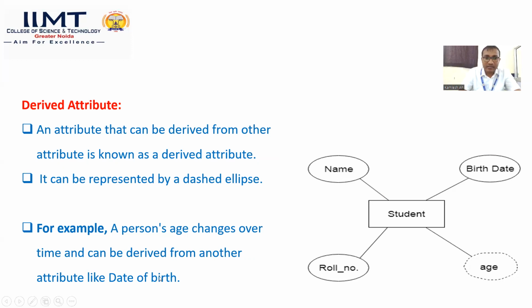This is the dashed ellipse. For example, a person's age changes over time and can be derived from another attribute like date of birth. So age is dependent on the birth date. Without birth date, we cannot define the age of any person or any student. So age is dependent on another attribute, the date of birth. The age is called derived because the age is derived from the birth date.